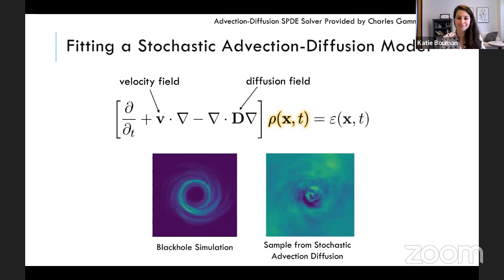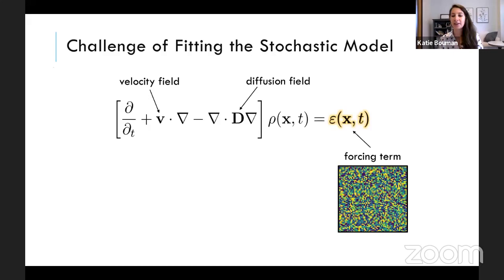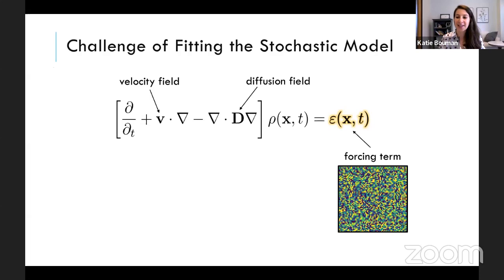Okay, great. So our goal is to find these parameters V and D that best describe our observed source motion, but there is a catch, and the catch is that this is a stochastic PDE, meaning that on the right side of the equation, we have this forcing term epsilon that adds randomness to our resulting movies. So we first have to draw a random movie of epsilon, perhaps from a white Gaussian distribution, and then under that fixed epsilon, we solve for a video rho, okay?